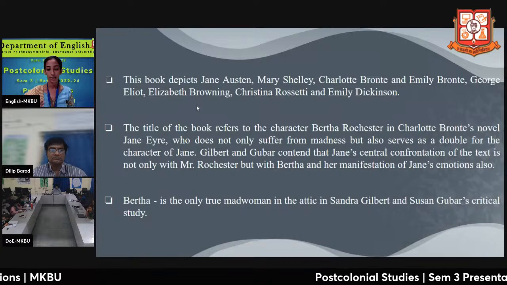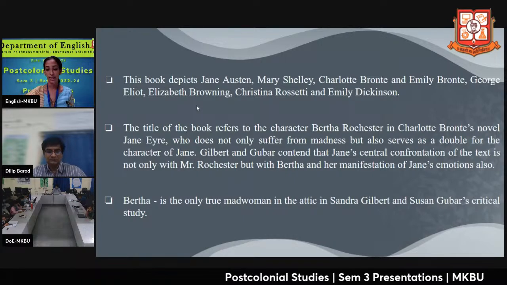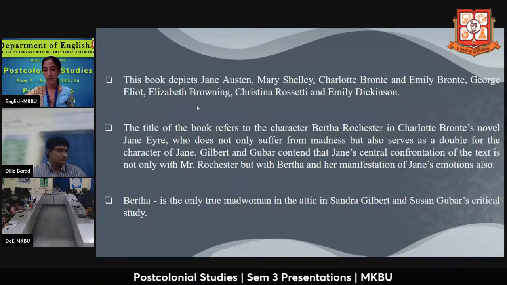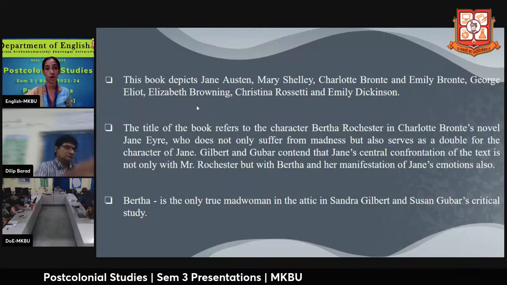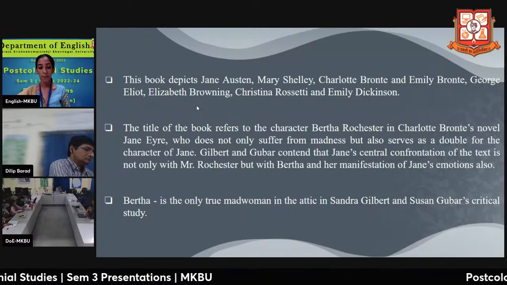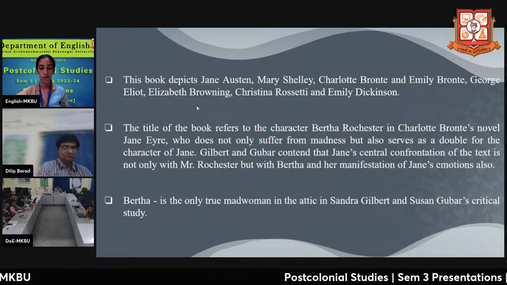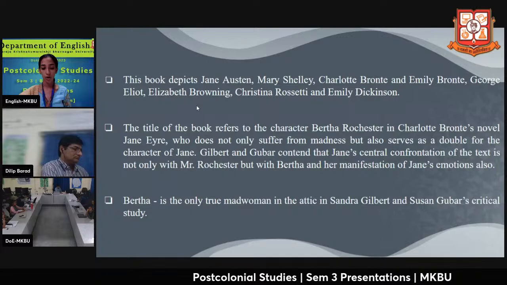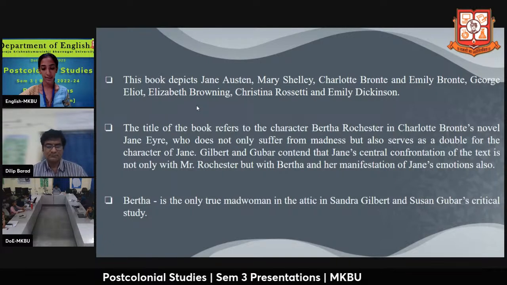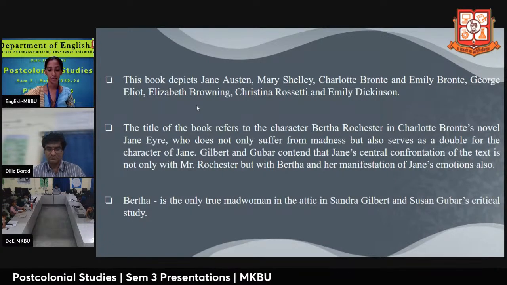Gilbert and Gubar contend that Jane's central confrontation in the text is not only with Mr. Rochester but with Bertha and her manifestation of Jane's emotions also. Bertha Mason is the only true madwoman in the attic in Sandra Gilbert and Susan Gubar's critical study.